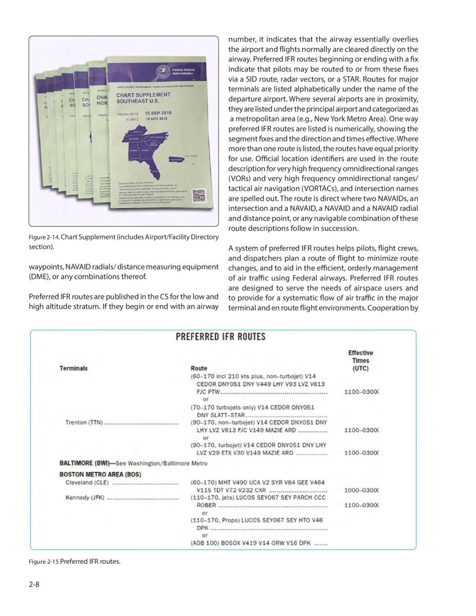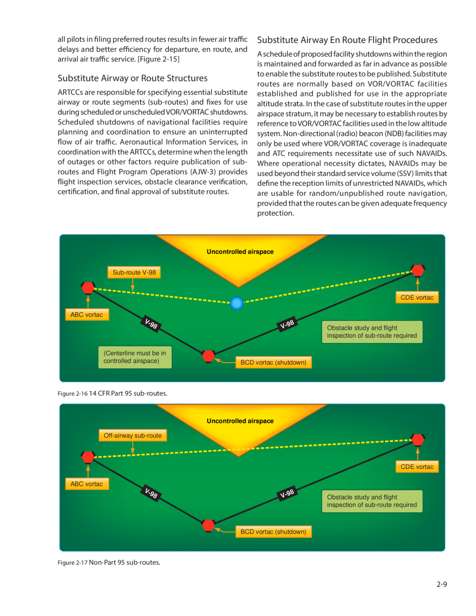A system of preferred IFR routes helps pilots, flight crews, and dispatchers plan a route of flight to minimize route changes, and to aid in the efficient, orderly management of air traffic using federal airways. Preferred IFR routes are designed to serve the needs of airspace users and to provide for a systematic flow of air traffic in the major terminal and en route flight environments. Cooperation by all pilots in filing preferred routes results in fewer air traffic delays and better efficiency for departure, en route, and arrival air traffic service.